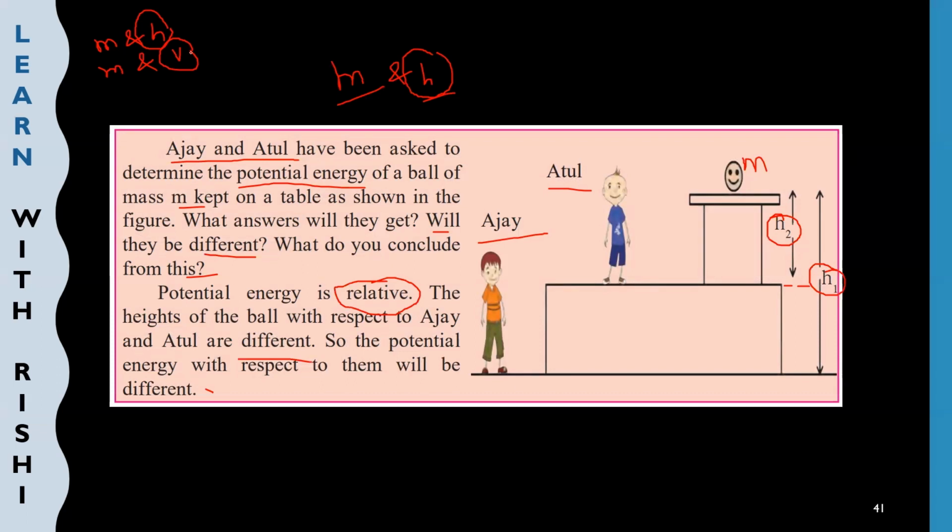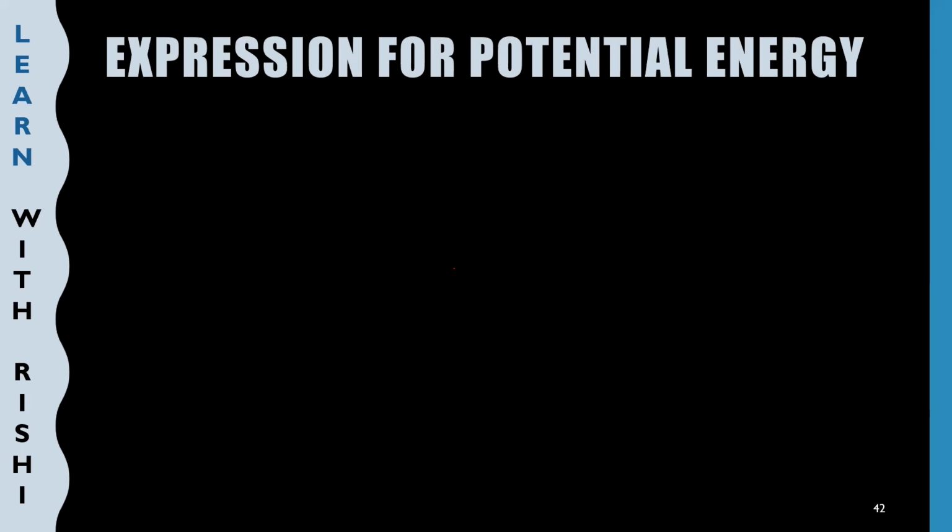Now we'll derive the expression for potential energy. As you know, when we derive an expression, we first write the description of the derivation. So let us write a description. As I said, the potential energy depends upon mass and height. So first we'll write: let m be the mass of the object. So the first point is, let m be the mass of the object.